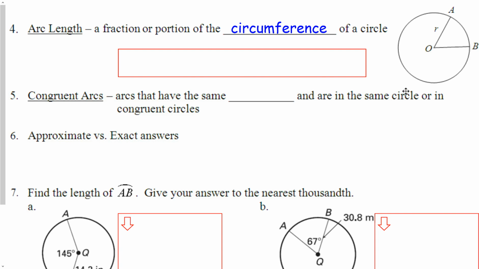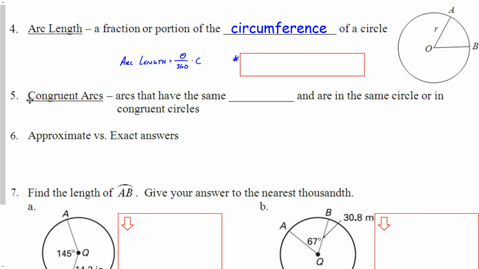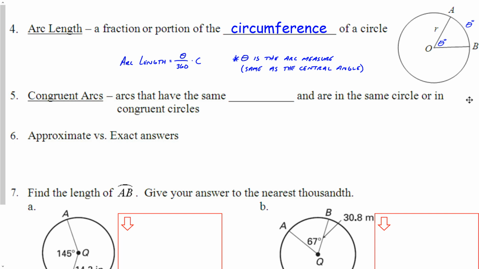So the formula we are going to use for arc length is arc length equals theta over 360 times the circumference. And the big key for this is that theta is the arc measure, which remember is the same thing as the measure of the central angle. So I can put theta out here as the measure of arc AB, and I can also show it in the central angle as the measure of that central angle.